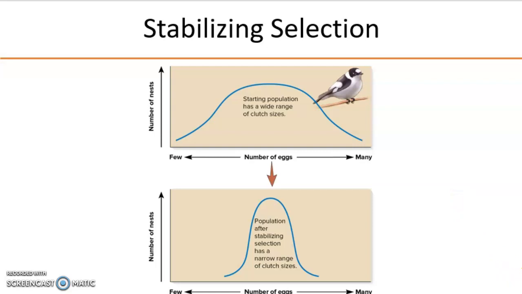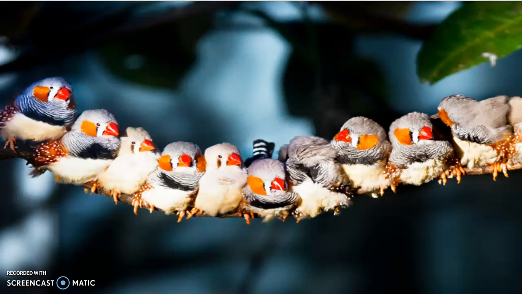Those are the different types of natural selection, okay? So remember what natural selection is, the characteristics or the requirements for it, and then the 4 different patterns.